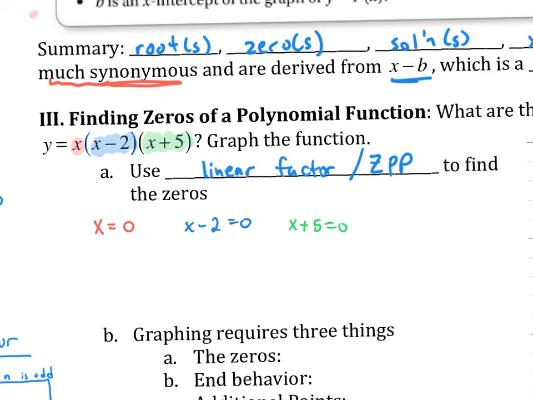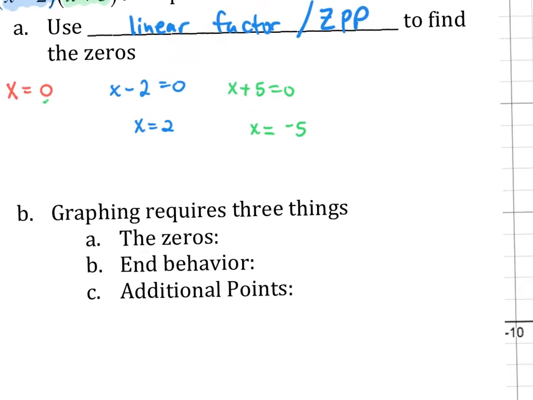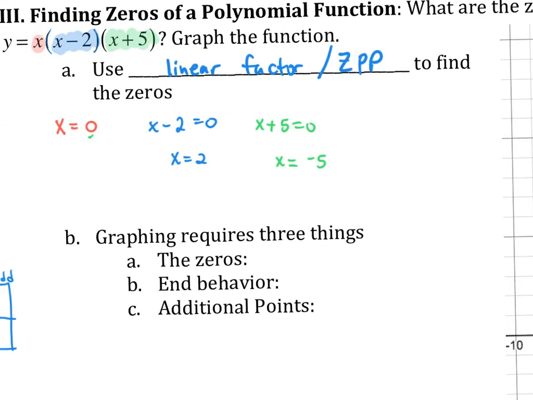Okay, so we have one of the zeros right here. It's a 0. The other zero, we add 2 to both sides to get a 2. And the last zero here, we subtract 5 from both sides to get negative 5. So that means my zeros are 0, 2, and negative 5.